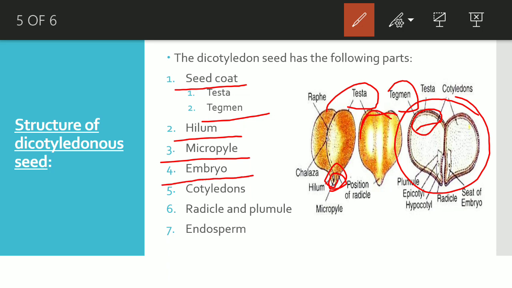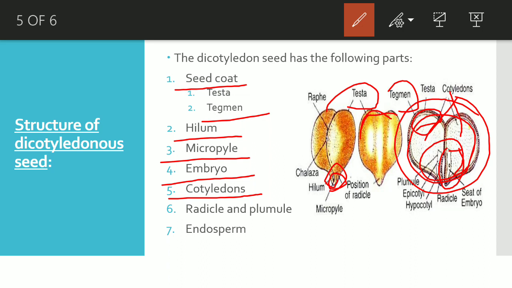Now, the fourth is the embryo. It is a young plant developing inside the seed coat. It consists of an embryonal axis and two cotyledons. Now, what are the cotyledons? They are leaves of the embryo which provide nourishment to the developing plant.